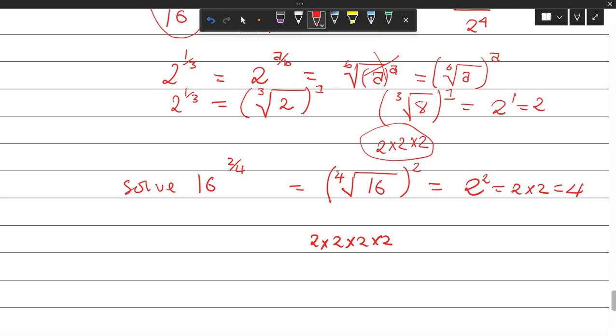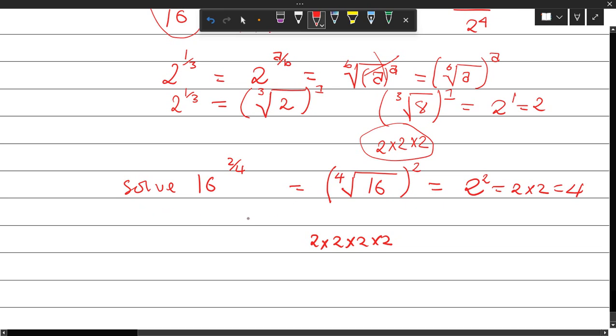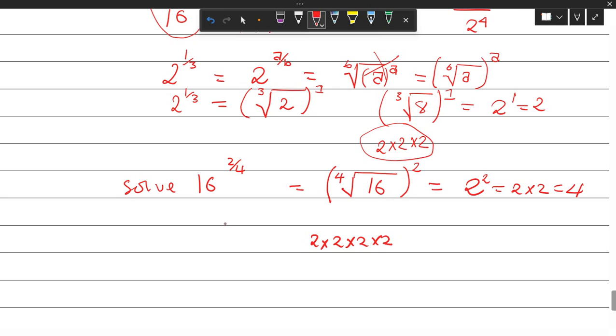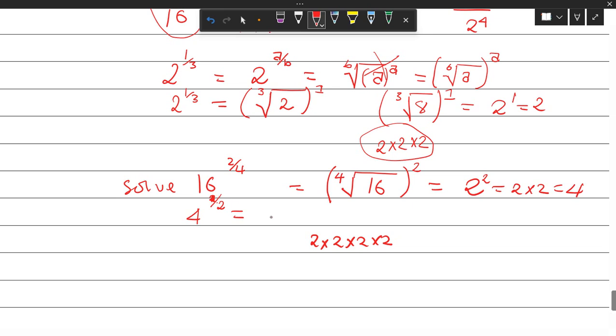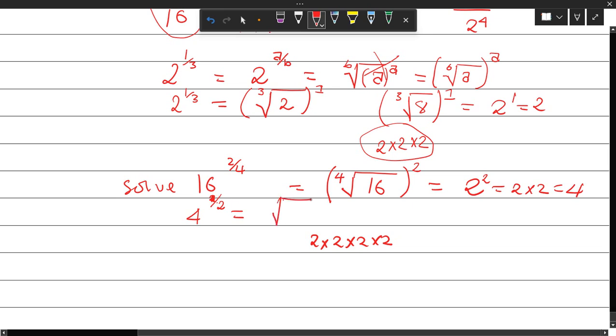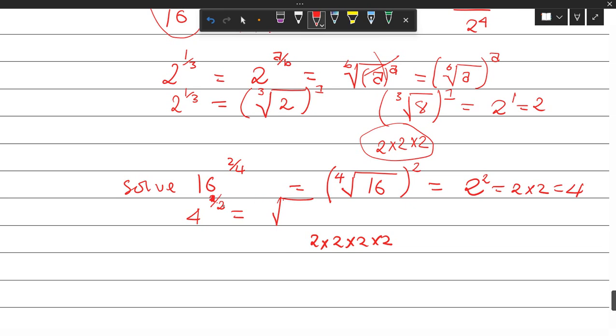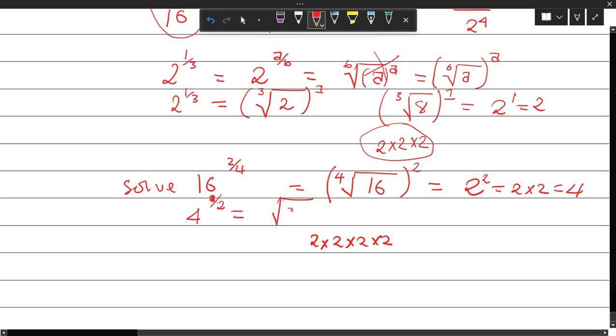I hope that is clear. If I say fourth root, just know we are looking for the number which should multiply itself 4 times to give us the number inside. Let's say 4 to the power 1 over 2. This is just the same as a square root. When we write a square root, it means 2 already, so we can't write 2 here. We just write 4.